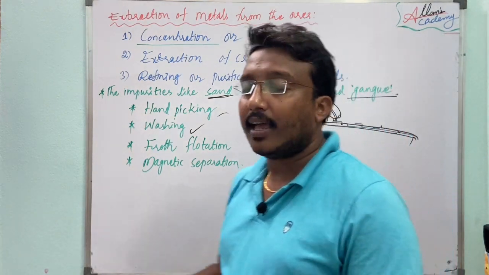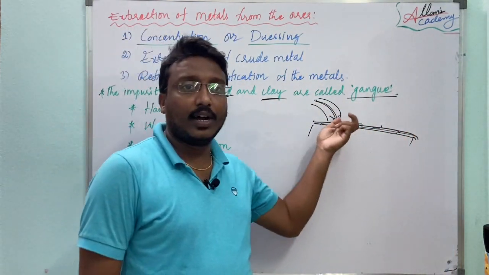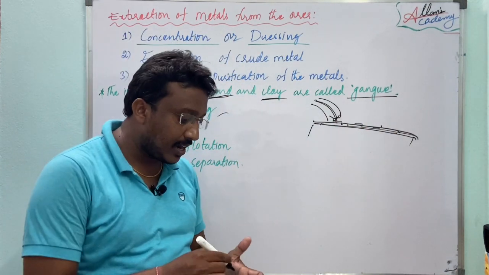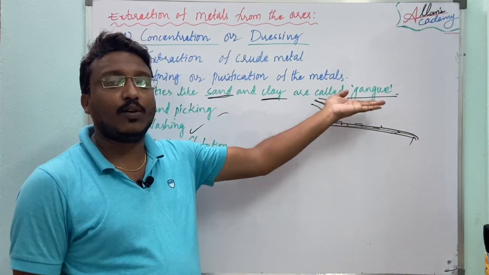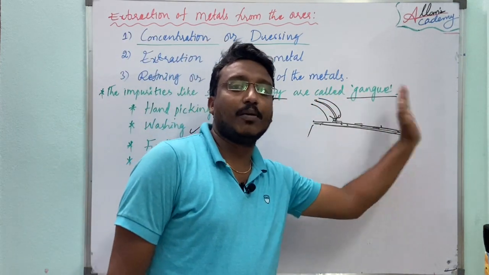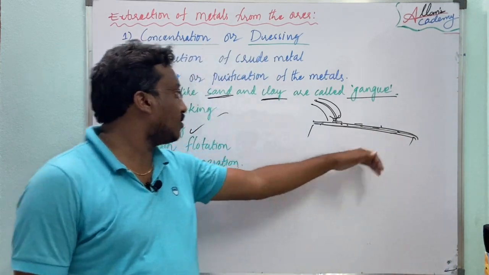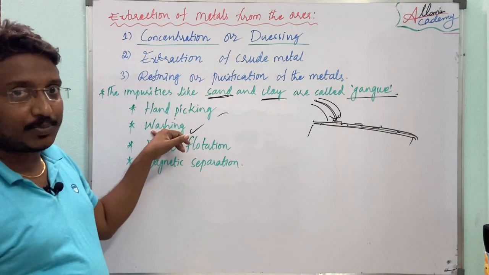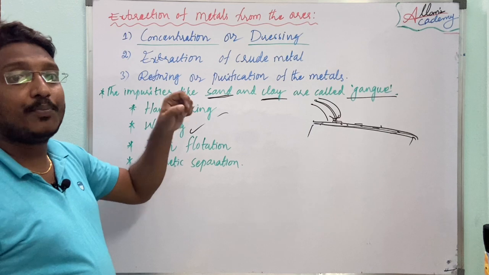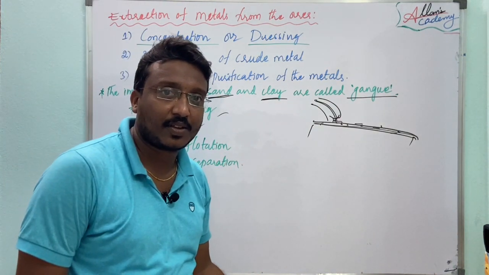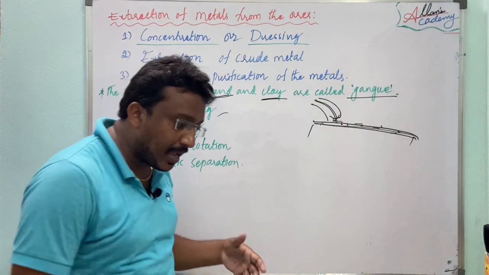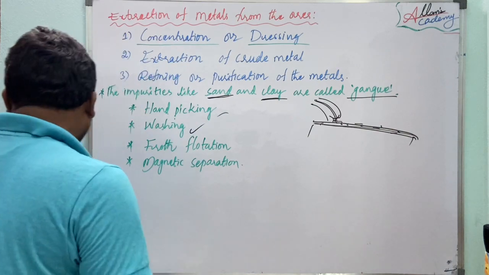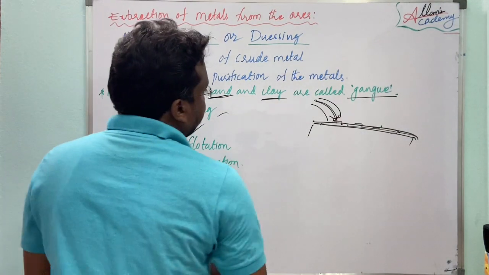When water flows through the powdered ore, the impurities which are lighter in weight float in the water and are washed out. This is a way we can do concentration by washing. The washing method can be applied when the impurity is lighter in weight. Okay, right, this is one of the methods.